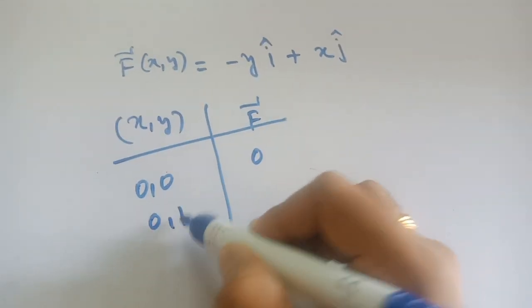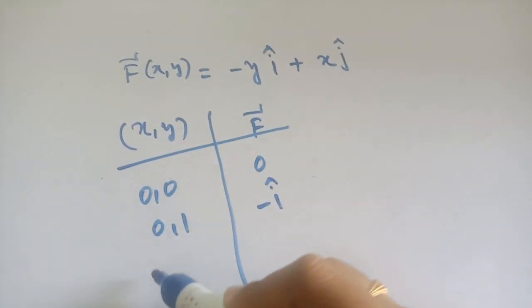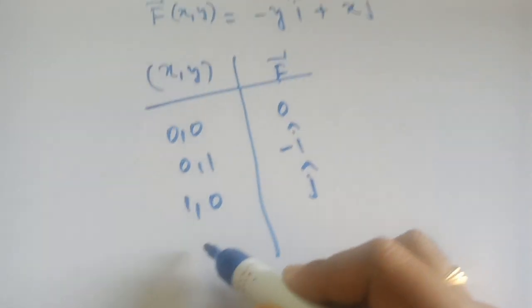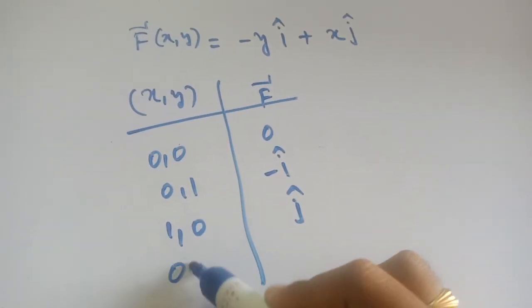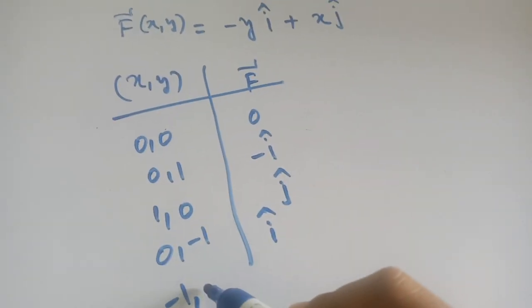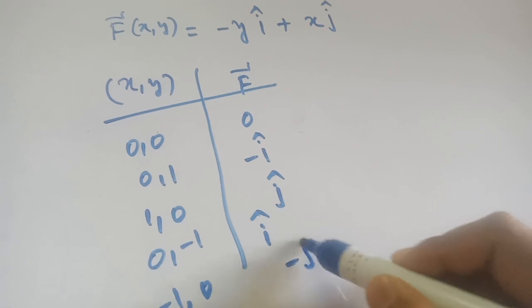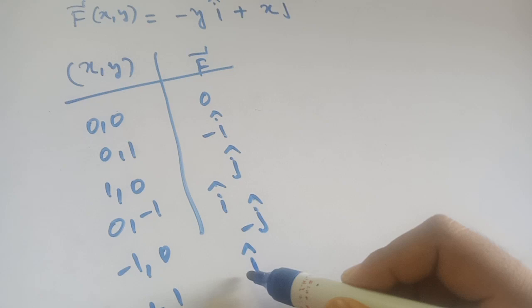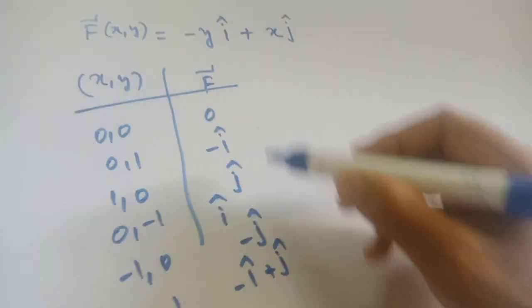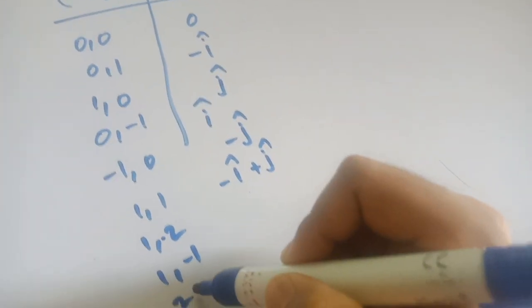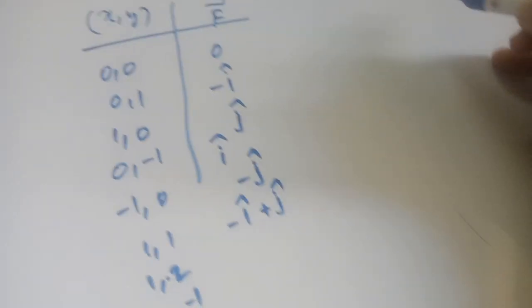If I plug in 0, 1, the function would be minus i cap. If I plug in 1, 0, the function would be j cap. If I plug in 0, minus 1, the function would be i cap. If I plug in minus 1, 0, the function would be minus j cap. If I plug in 1, 1, the function would be minus i cap plus j cap. So you can take random values like 1, 2, 1, minus 1, minus 1, minus 2, 1. So let me plot some of these values in a field.